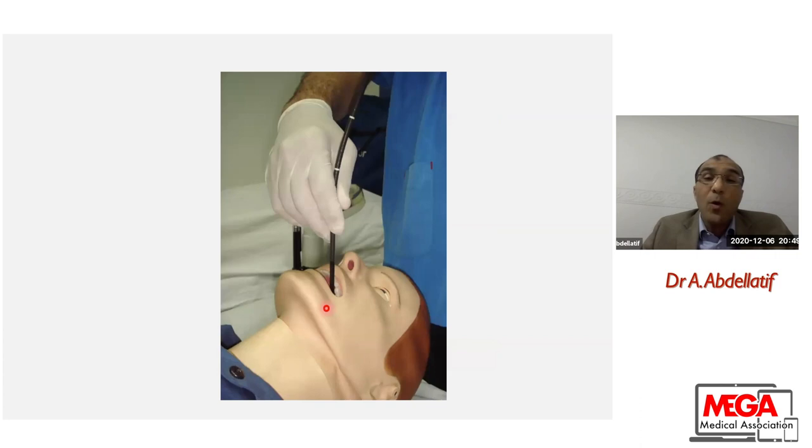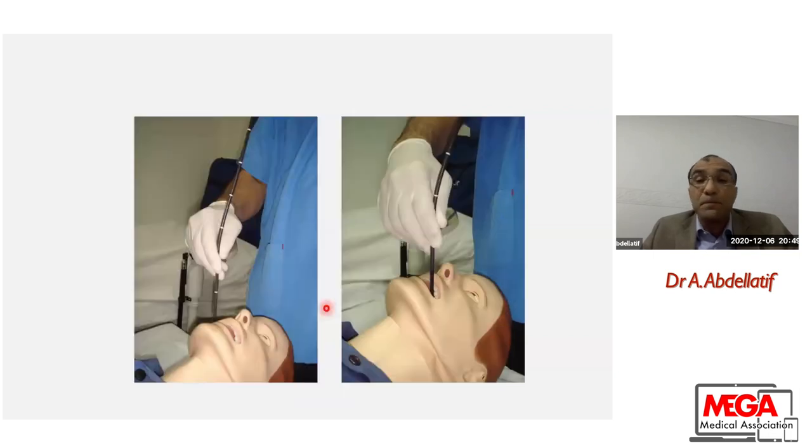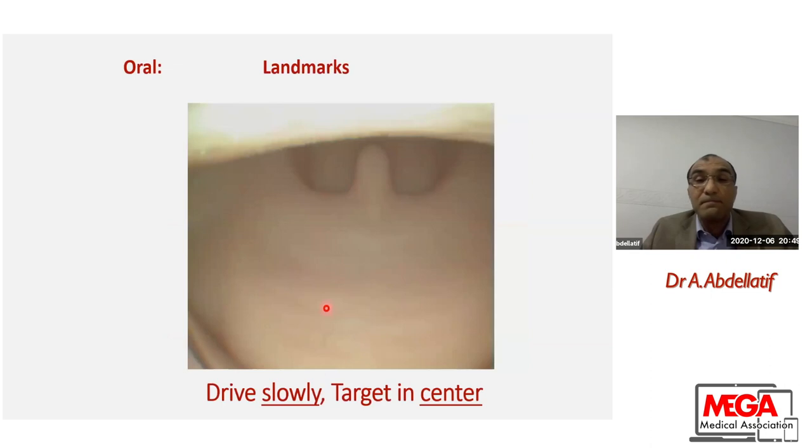Here, if I hold away from the patient face, maybe I will go to the left or right side of the mouth. This is wrong. So when I choose the oral route, the first landmark should be the uvula. The uvula should be in the midline. I have to drive slowly. This is very important. Drive slowly so that I will not miss my landmarks.